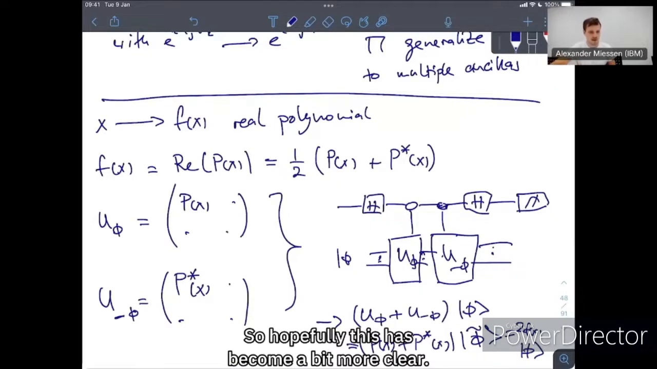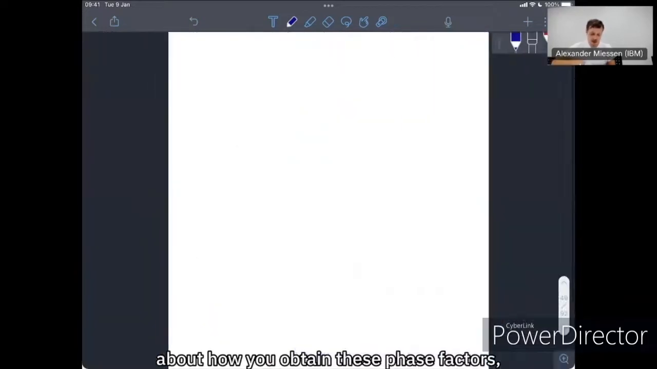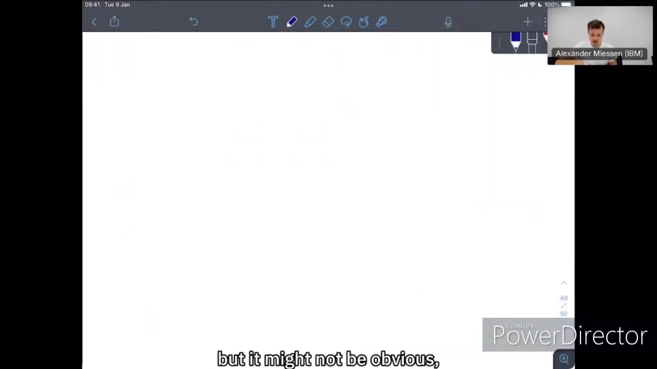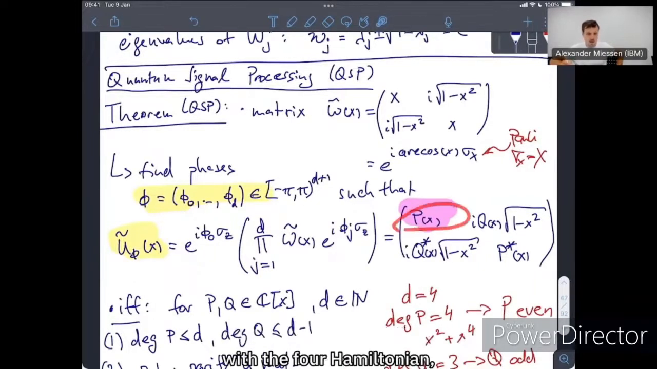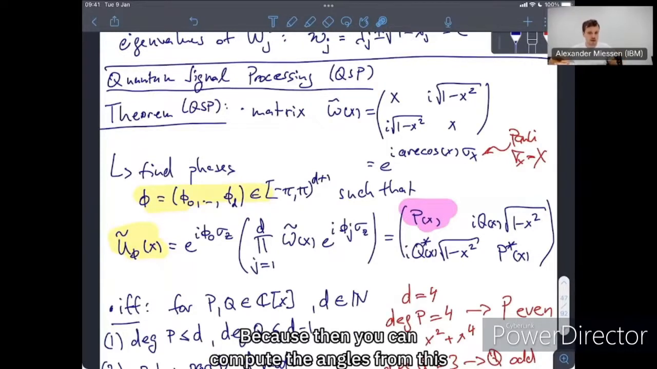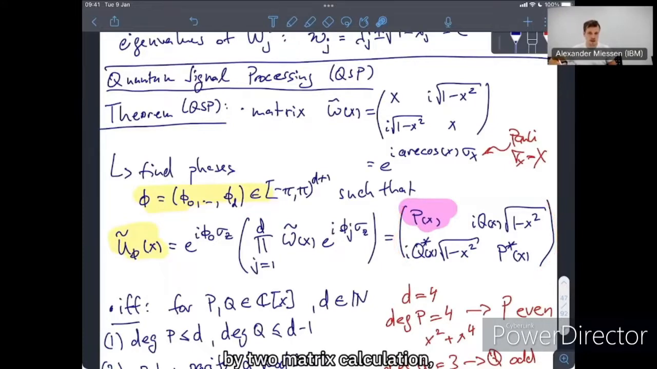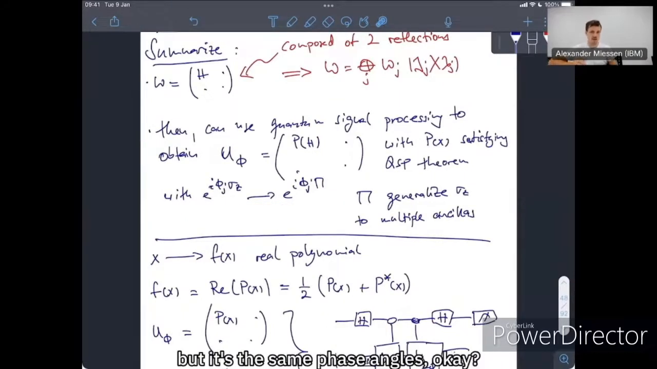So, hopefully this has become a bit more clear. Now, one last thing that I really want to stress is I have not told you anything about how you obtain these phase factors, but it might not be obvious, it's very simple once you see it. You do not have to follow this procedure here with the full Hamiltonian, but it is enough if you do this optimization in this 2D setting. Then you can compute the angles from this 2 by 2 matrix calculation, and then implement them with this more general block encoding, but it's the same phase angles.